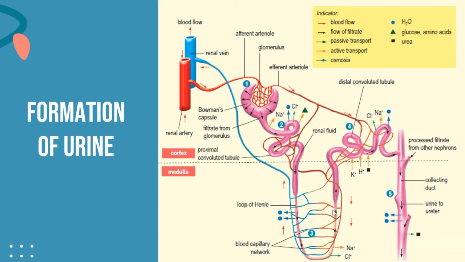So in the next slide, we are going to discuss how urine forms. What are the processes that occur during the formation of urine? Make sure you can analyze the structure of the nephron and also the processes that occur during the formation of urine.